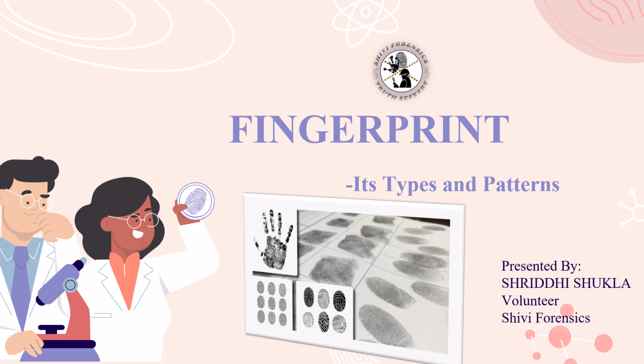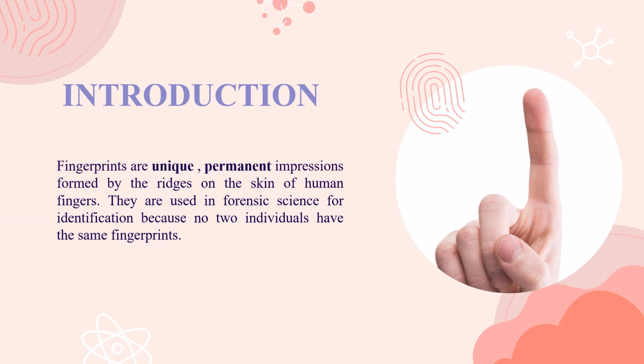Firstly, let us talk about what a fingerprint is. Fingerprints are permanent and unique impressions formed by the ridges on the skin of our fingers. They are used in forensic science for identification purposes due to their individuality and uniqueness, because no two individuals or two fingers have the same fingerprint.